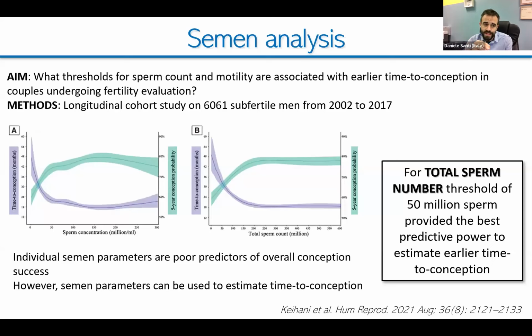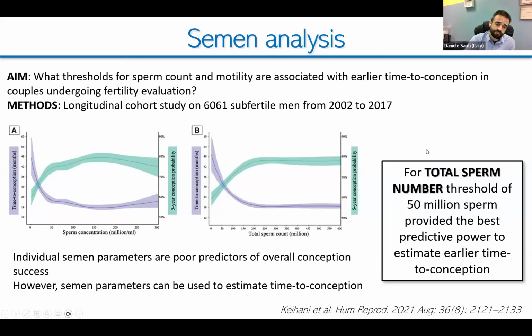The result is that none of these parameters is really able to predict the pregnancy, but there is a correlation with the time to pregnancy, time to conception, in terms of spontaneous pregnancy. So there is no direct correlation with the pregnancy, but with the time required to obtain a pregnancy. So some kind of indirect relationship.